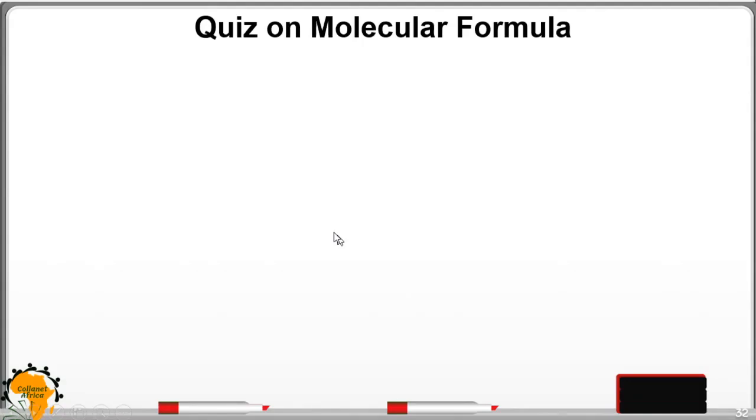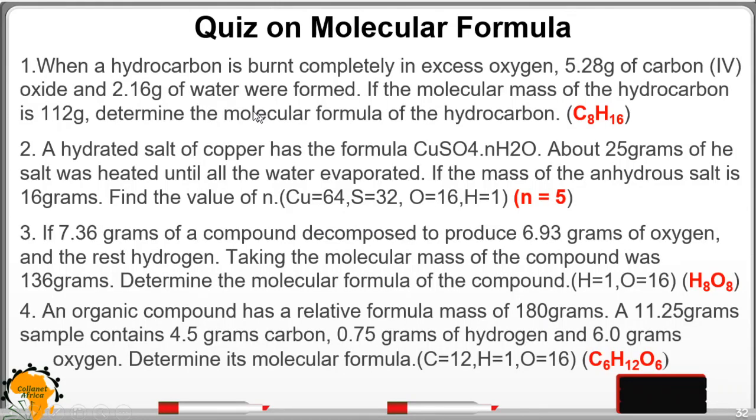Here is a quiz for you on molecular formula. Read carefully, internalize, and work it out.